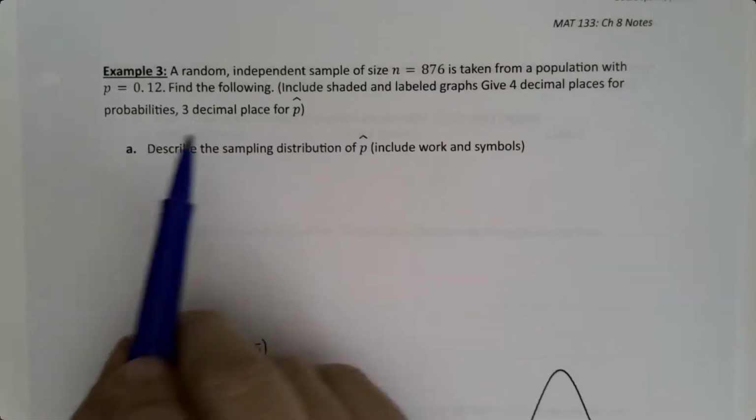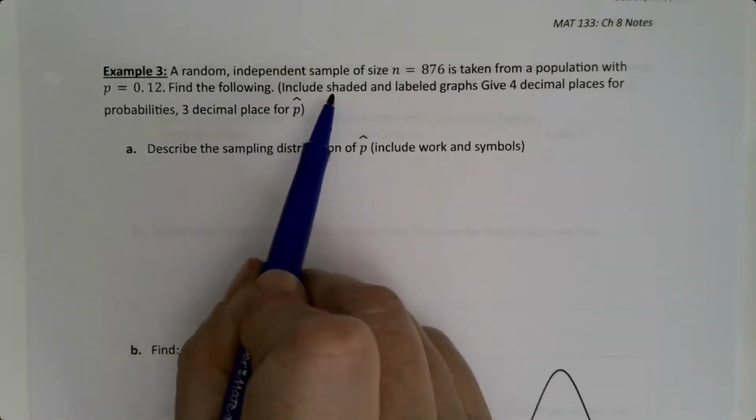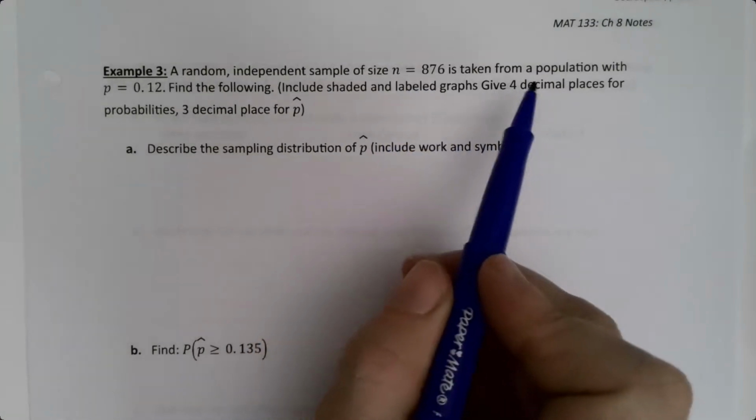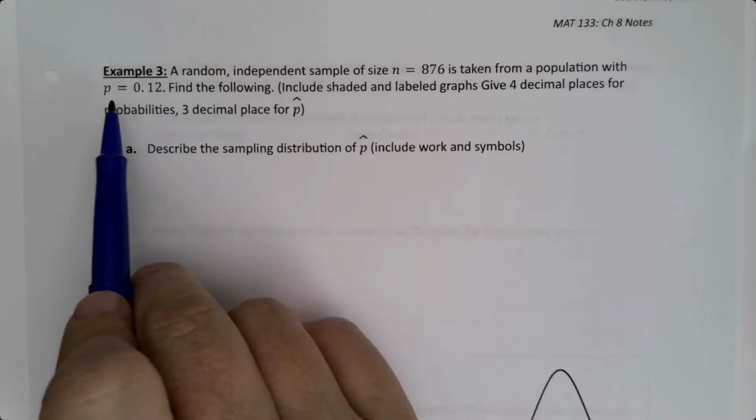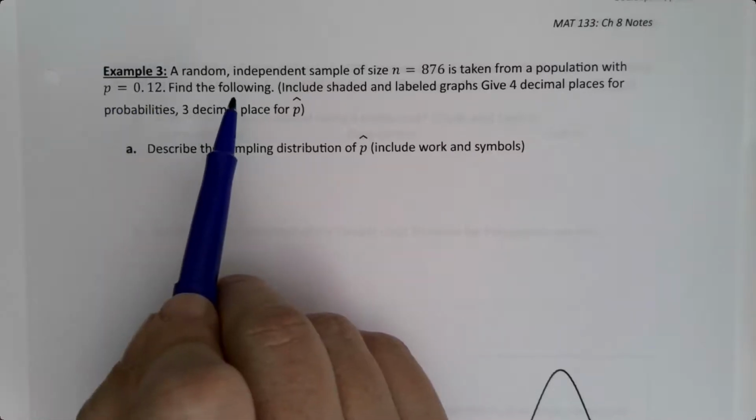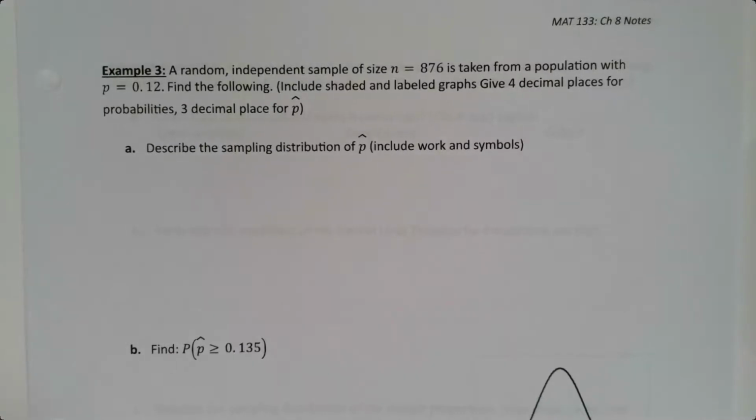All right, so we have a random independent sample of size n equals 876. It's taken from a population where the probability of success, p, is 0.12. Find the following. Include shaded and labeled graphs, give 4 decimal places for probabilities, and so on. So we're going to describe the sampling distribution, including working symbols.